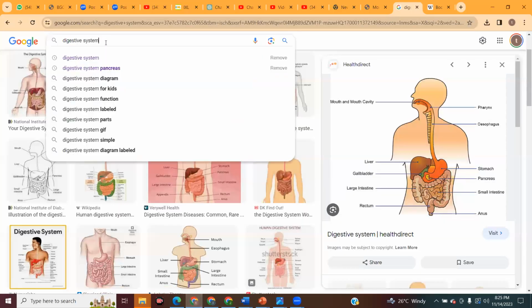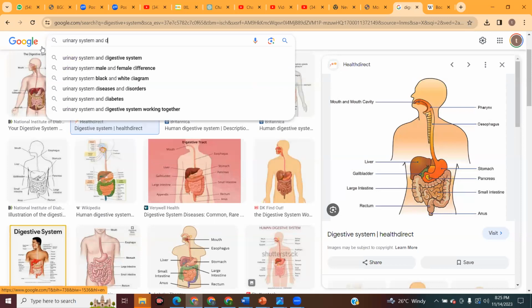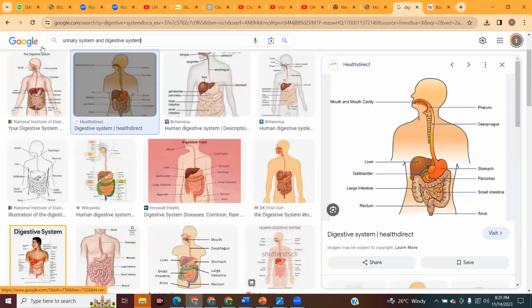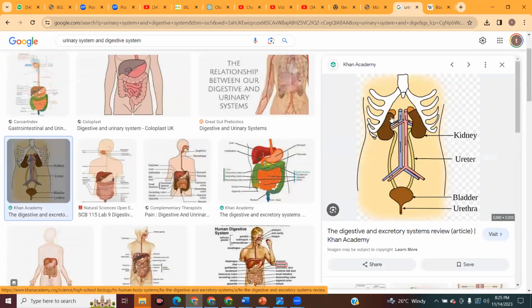Let's look at the urinary system. See how the urinary system and digestive system... Let's see if we could find a picture with them combined. I've never heard of a urinary system. Yeah, the kidneys. She's right. The kidneys are there. Very good observation.